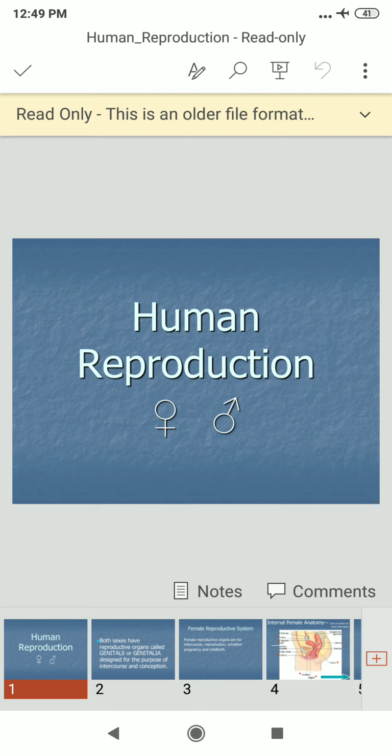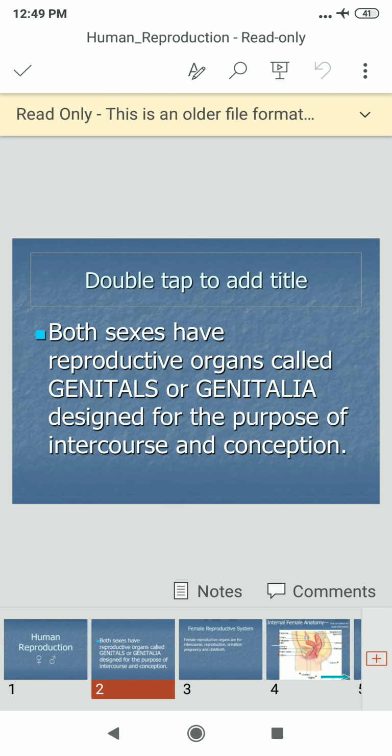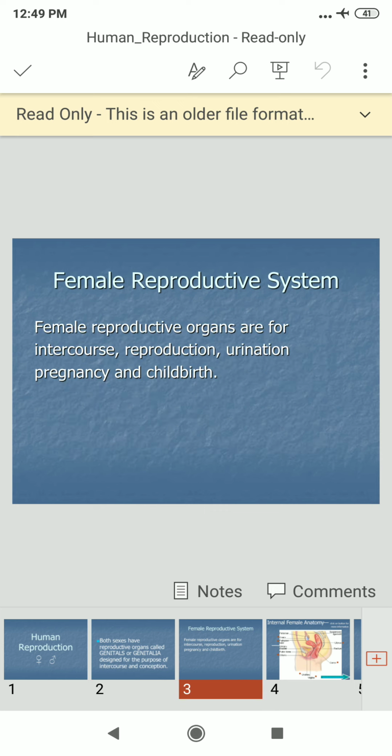And these are the formation of haploid gametes, sperms and ovum, and copulation of the sperms into the female reproductive tract, followed by fertilization, and that is known as fertilization. So human reproduction depends upon the male and female, and both sexes have reproductive organs called the genitals or genitalia, designed for the purpose of intercourse and the conception of fertilization.